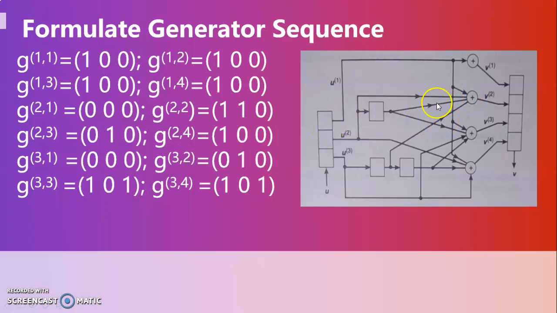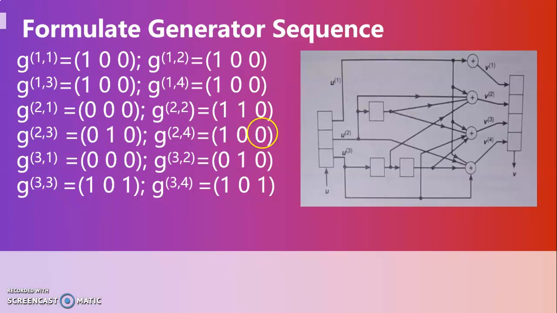Here, see, there is a direct link between the second input and the second output. And there is also a link through a memory. See this link, there is a memory which is connected to this output. And no other output is present which is connected from the second input. Therefore, the link is 110.